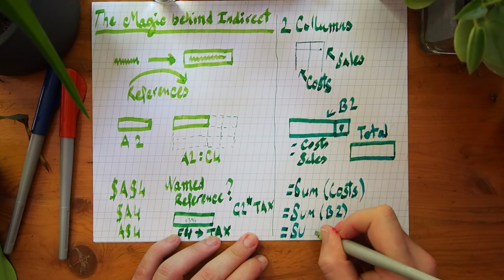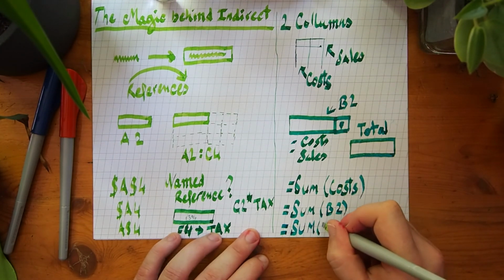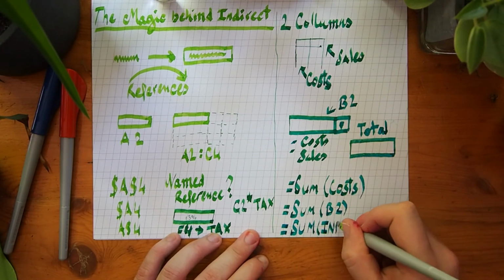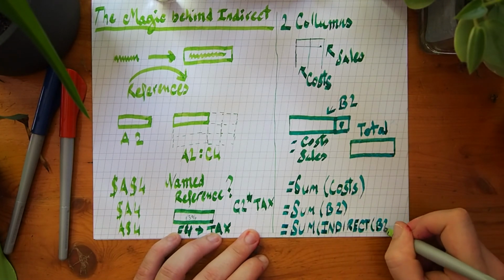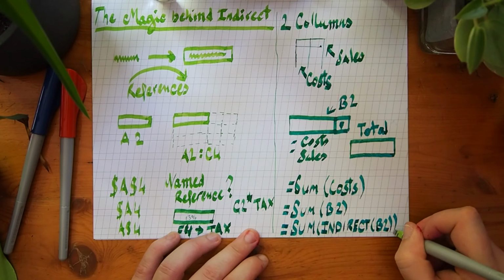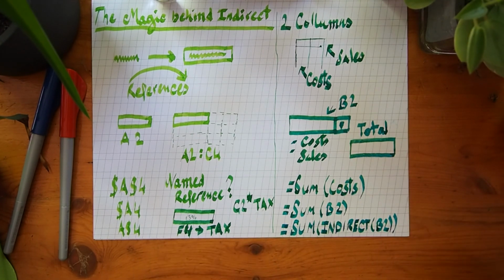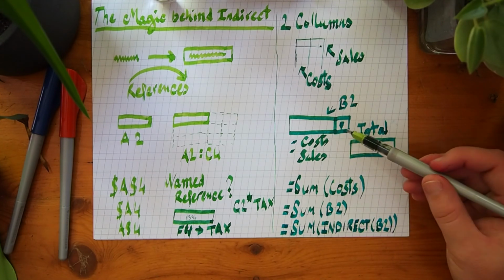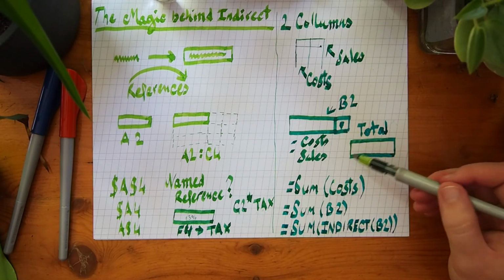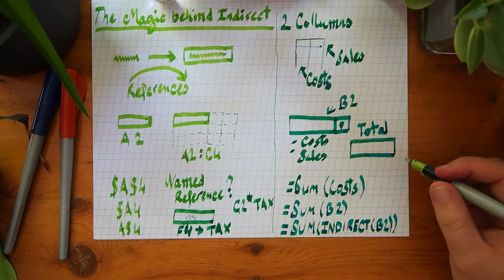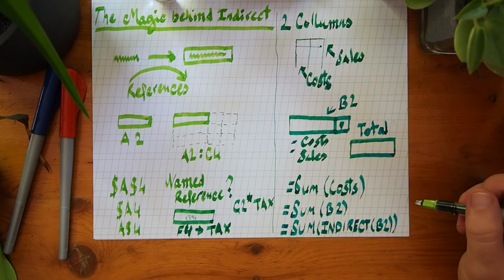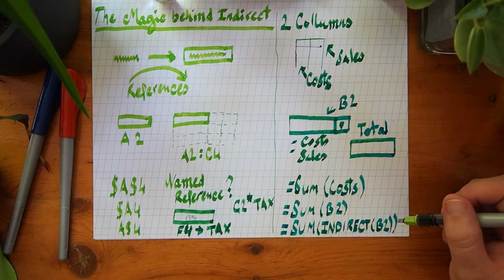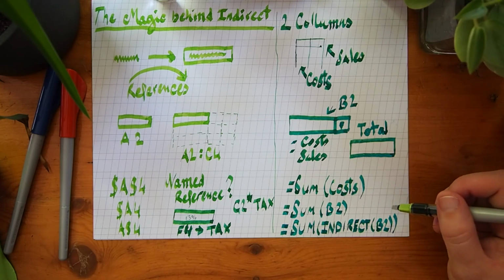You see, I will write the sum of the indirect of B2, close bracket, close bracket. And this formula here would automatically be able to read what's in this cell and give you the appropriate range for your total calculations. This is something you could do in other ways, but to me this is a very elegant technique, and using indirect empowers many cool things inside of Excel.